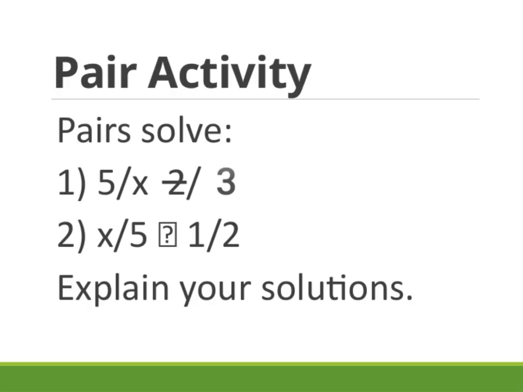Now we're diving into a pair activity focused on solving 2 expressions. The first is 5 divided by x minus 2/3. The second is x divided by 5 plus 1/2. Work together to find your solutions, then explain how you arrived at them. This is a chance to practice, compare methods, and deepen your understanding by talking through the steps with a partner. Let's get started.